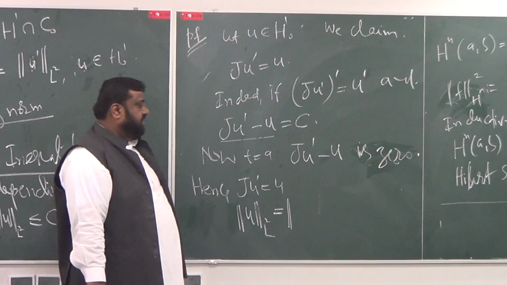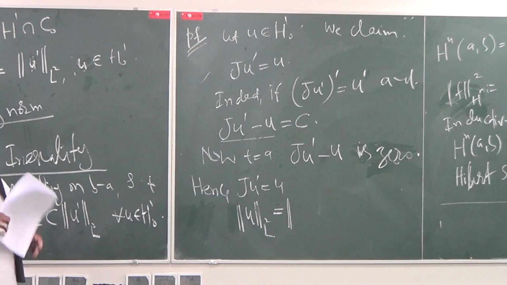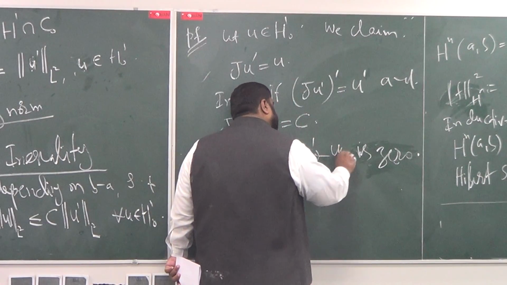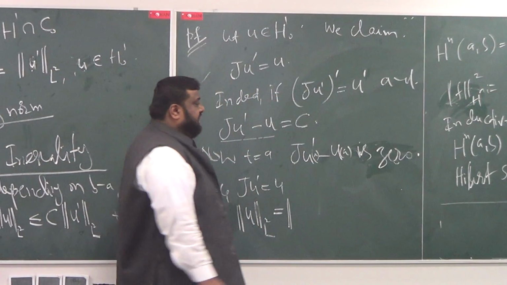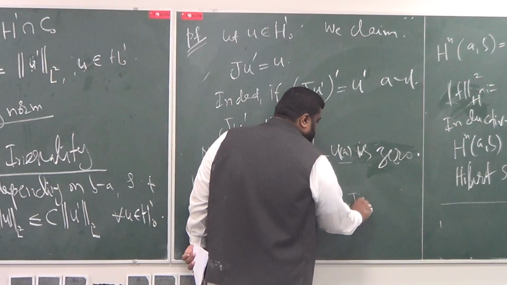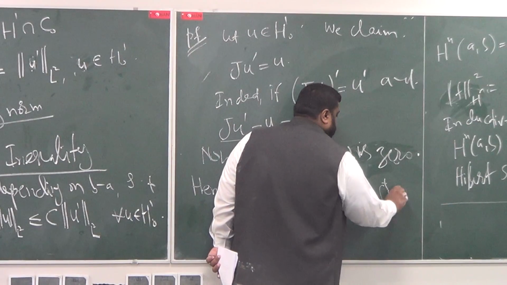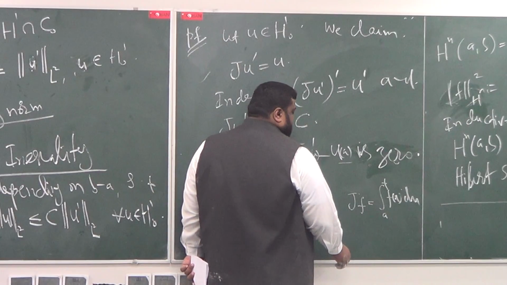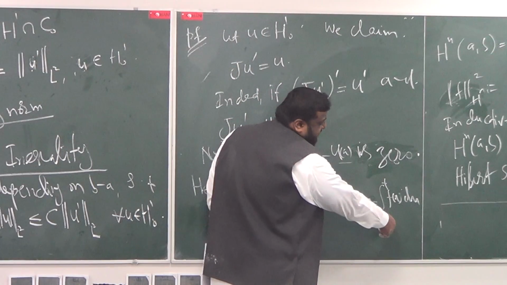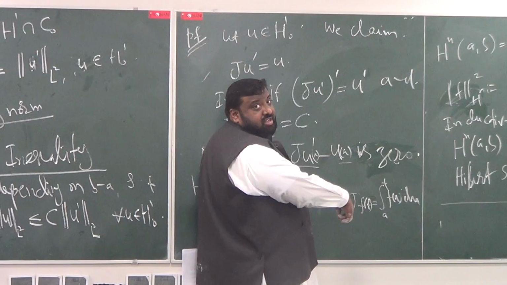Are you getting the point? If U of A is 0, so I'm evaluating both at the point A, U at A is 0 and this is also 0. Why is this 0? Because what was the J of F? The J of F is the integral from A to t of f of x dx, so it's like at time t. But if I evaluate this at A, we have an integral from A to A, and once upon a time we learned that in such a situation your integral is 0.